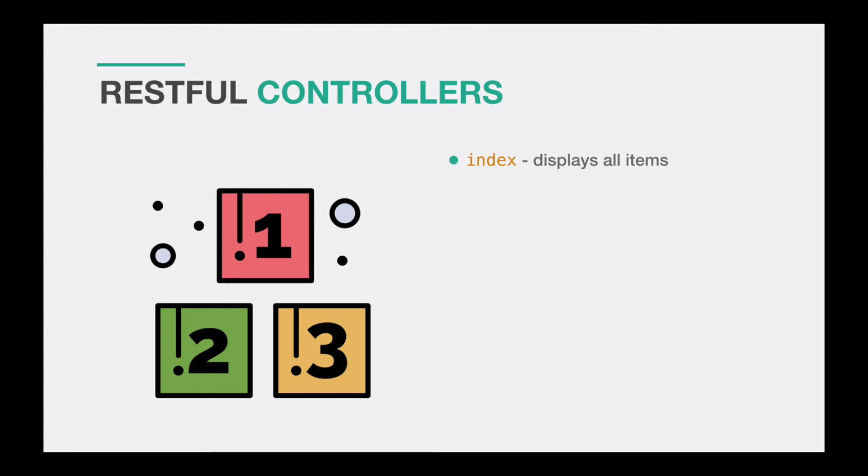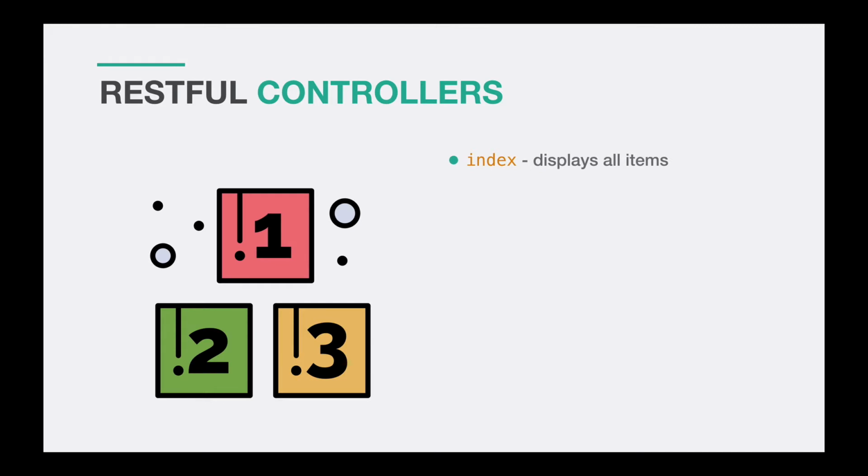And the index method inside of a controller is typically used to display all of the items. So say if we were building a movie website and we wanted to display all the movies, we would set up an index method that would retrieve all the movies from a database and then call the view to display them all. Right? So that's what index does.